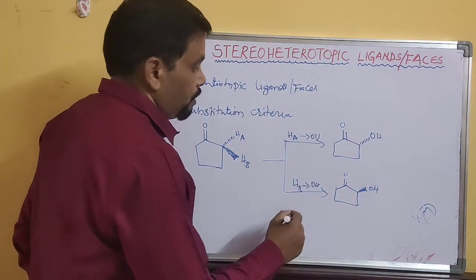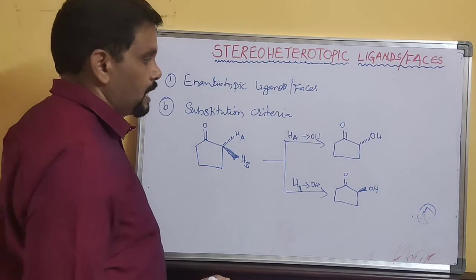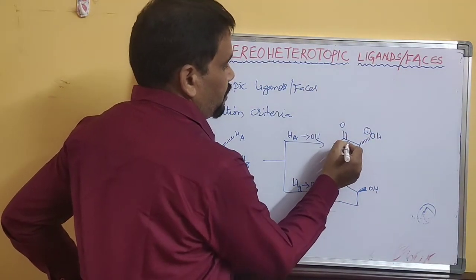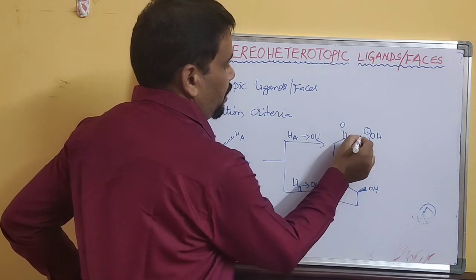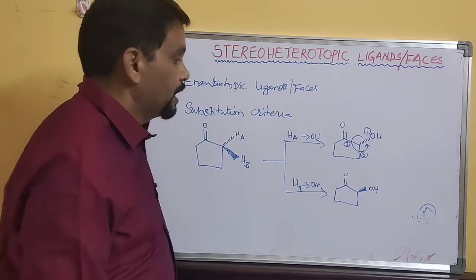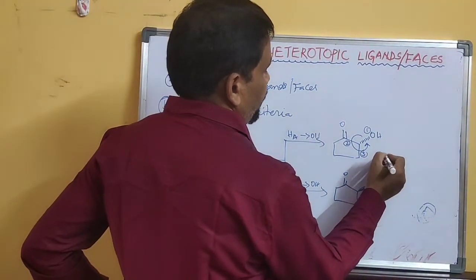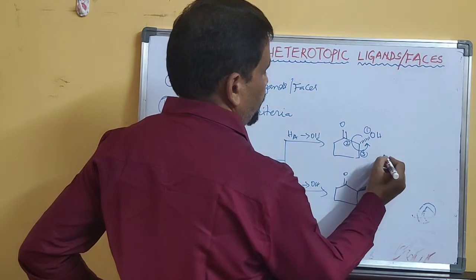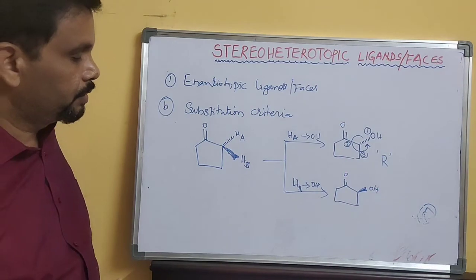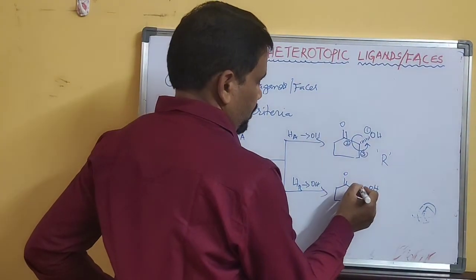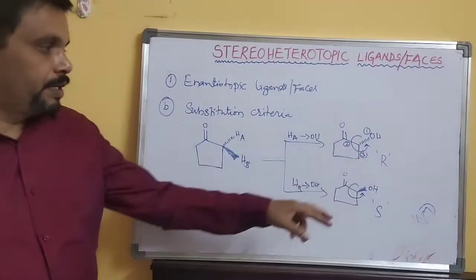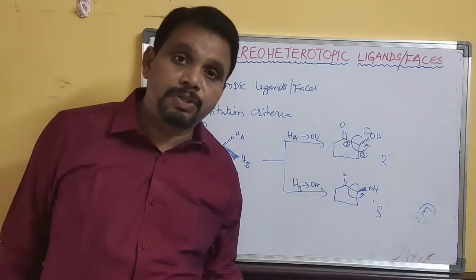So if you assign the absolute configuration of this, first priority, second priority, third priority, this is anti-clockwise. Anti-clockwise, yes, R configuration, because hydrogen is towards the center. So what about this? This is S configuration. So that means R and S, they are enantiomers.